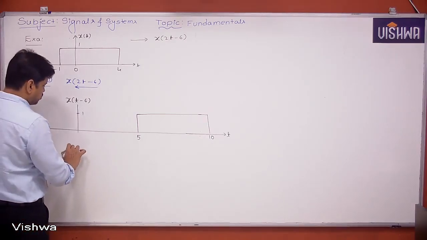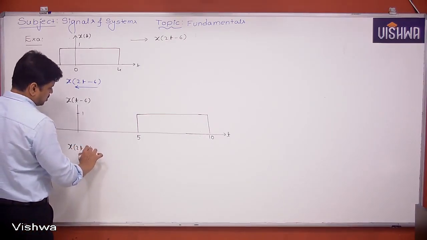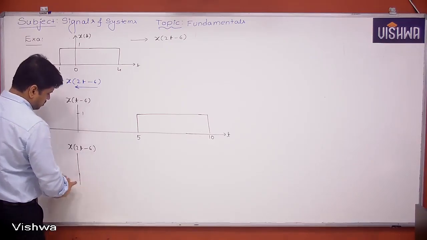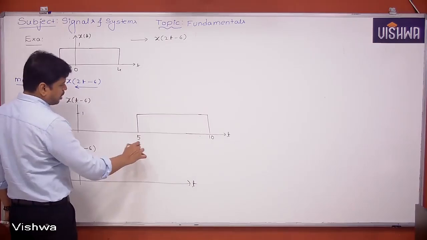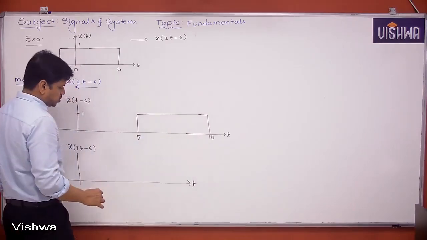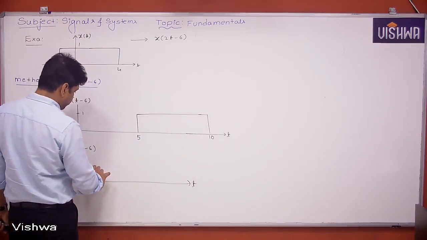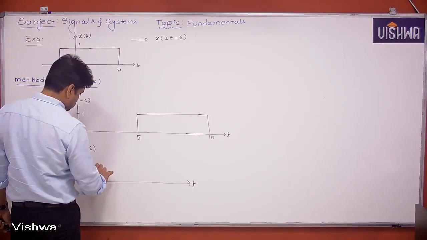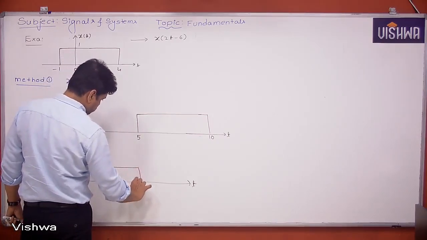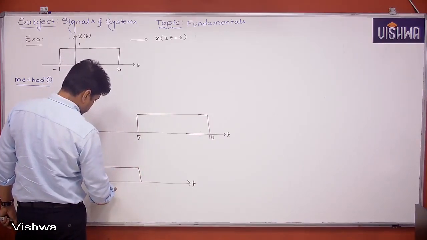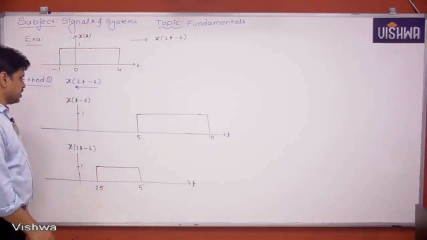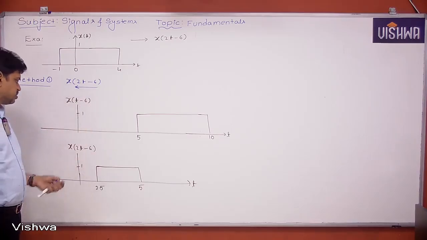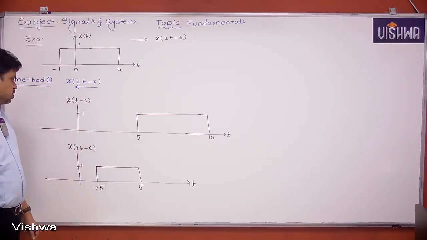Then x of 2t minus 6. That means we have to scale it, that means compress it. If I compress 5 by 2, then finally this is going to be 2.5 to 5. So this is x of 2t minus 6. First we find x of t minus 6, then we find x of 2t minus 6 from this waveform. This is one way.